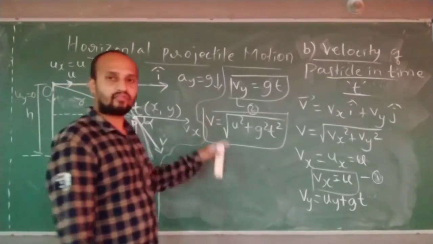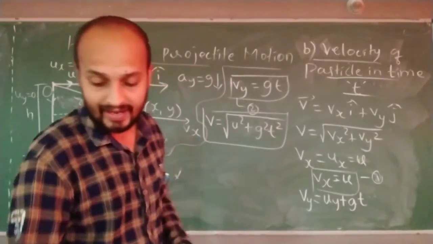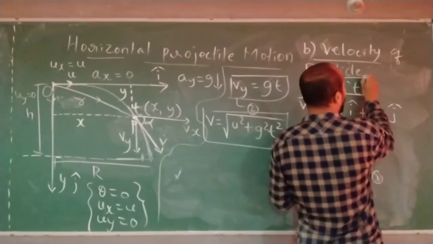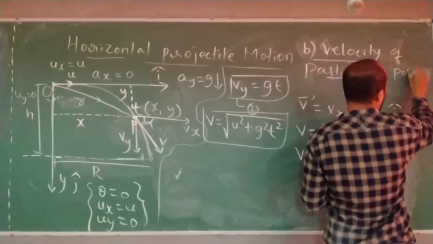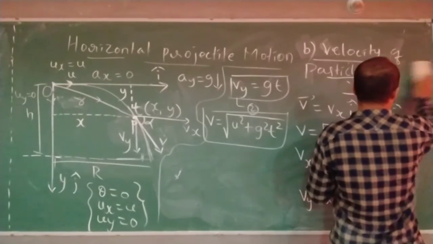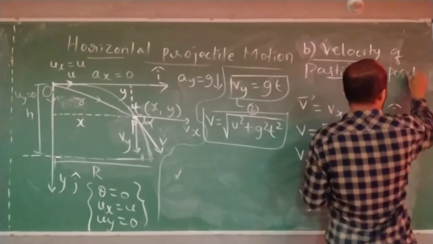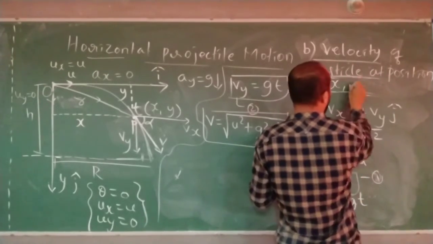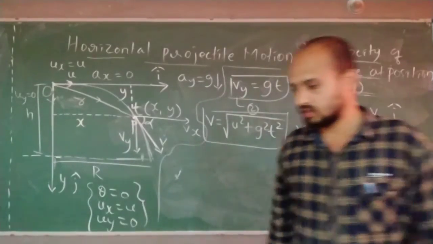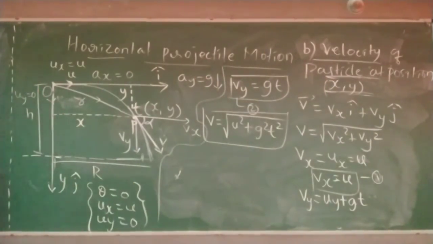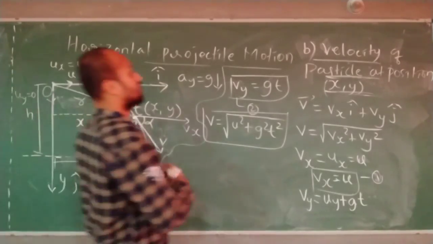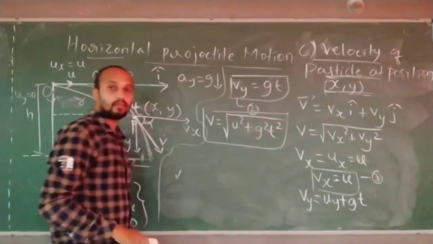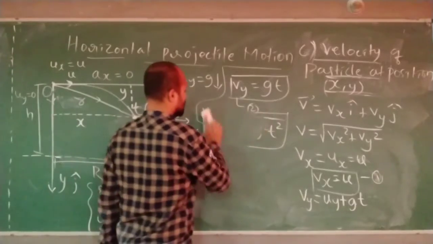The direction I will tell later; this was for the magnitude. Now I will find the velocity of the particle in time t at position x comma y. I will find the velocity at a position x comma y.